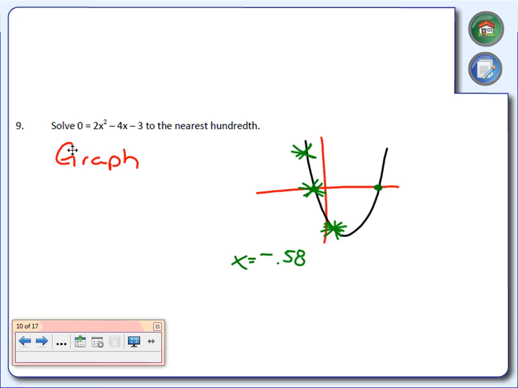We're going to go to that second trace again, and we're going to ask it to find the other 0. Now remember, it's going to ask you to move to the left, so this would be the left of the second x-intercept. Then it's going to ask you to move to the right, so this would be to the right of that x-intercept. Then it's going to ask you to guess, so you would put your cursor as close to that x-intercept as possible. And once again, it's going to give you another decimal. Question is, what is that decimal to the nearest hundredth? 2.58. So these are the two solutions to the nearest hundredth.